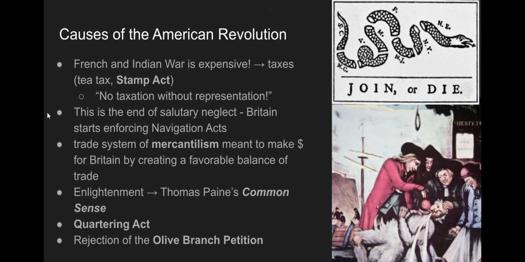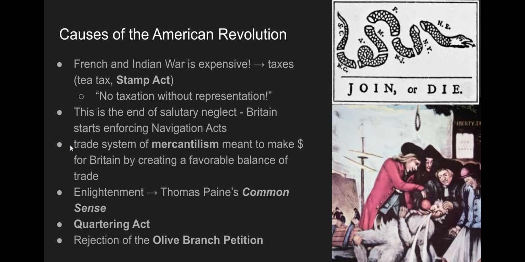Britain begins to enforce laws about trade, for example. One set of laws is called the Navigation Acts, which said you can only trade with the mother country and you can only use British ships to do so. And we had gotten used to cheating on them and trading with other countries like Spain and France. And now they're saying, no, for real, we need to collect those taxes. We need you to just trade with us.